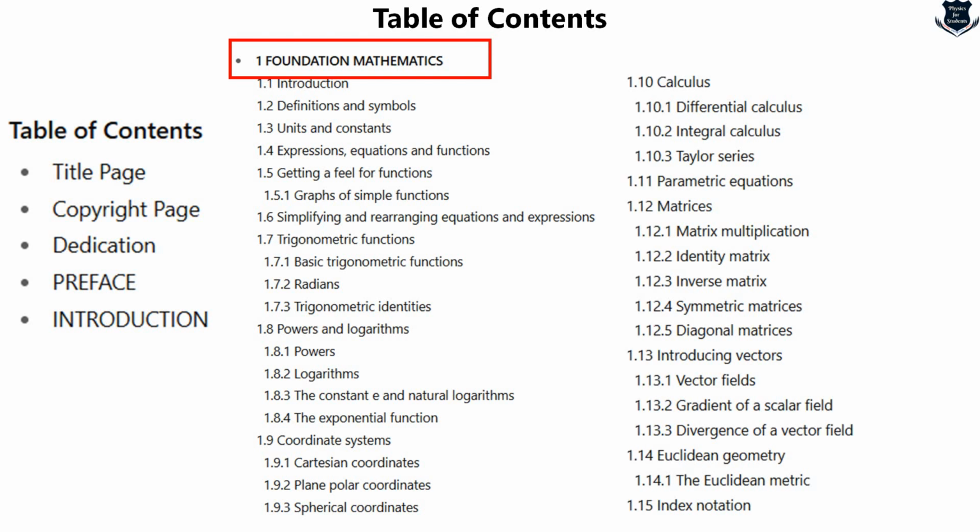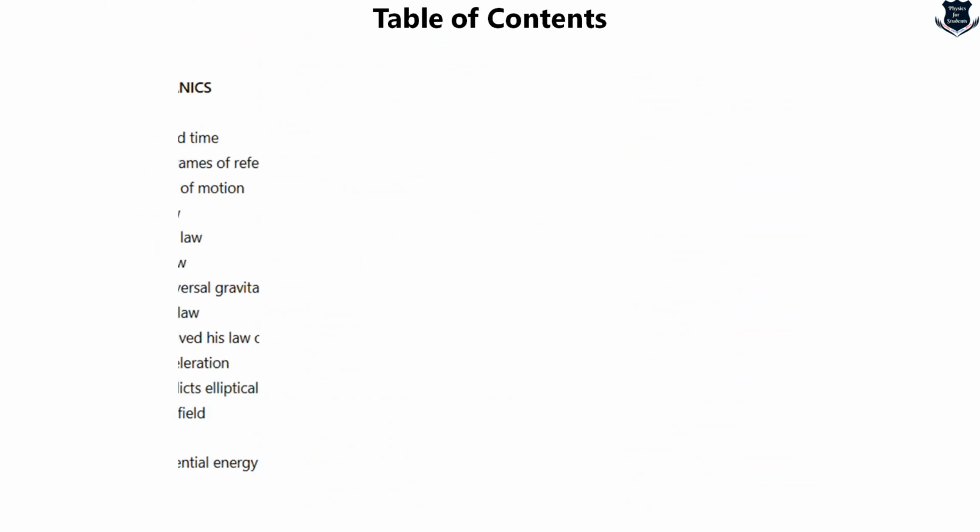It starts with simple things like units and constants. Can you imagine? Then it goes into graphs and simple functions. Then the radians, trigonometry, the school days arithmetic. Then it goes into coordinate systems. Then the calculus, differential, integral, Taylor series, parametric equations, matrices, introducing vectors, Euclidean metric, and the index notation. So a fair amount of time has been spent by the author in developing the foundation. Why? Because this would be required in further understanding the physics of general relativity.